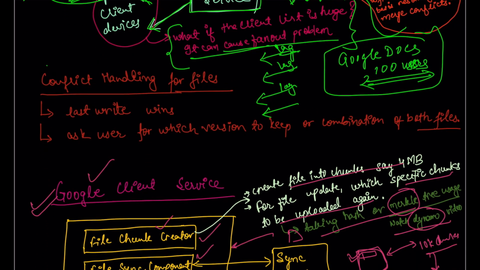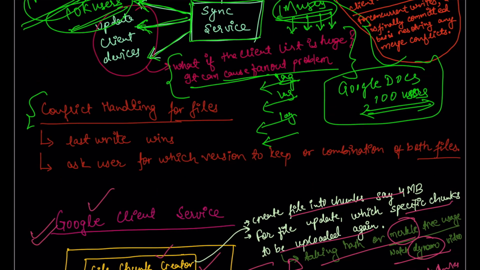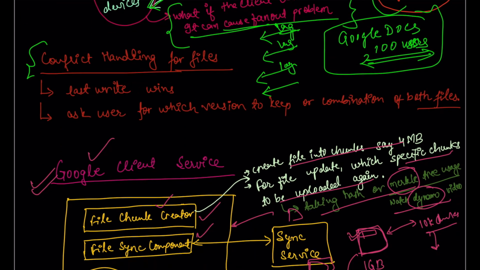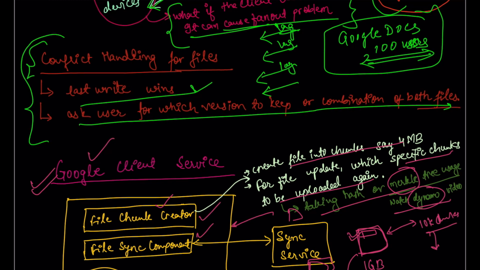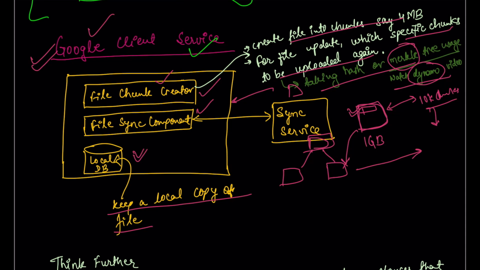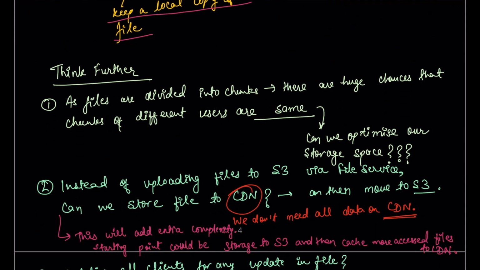Got it? Another thing is conflict handling. We mentioned that there can be conflicts when multiple users access the file, right? So either you use last write wins, or ask the user which version to keep. This specific requirement we will be discussing in Google Docs, like how multiple users can concurrently edit the files and how you can handle the conflicts. These are the general recommendations, but there should be some solution built into the system as well which automatically handles this. Okay, so Google Client Service, we already discussed how it works at the client end. Now let's discuss some further optimizations in this current design.